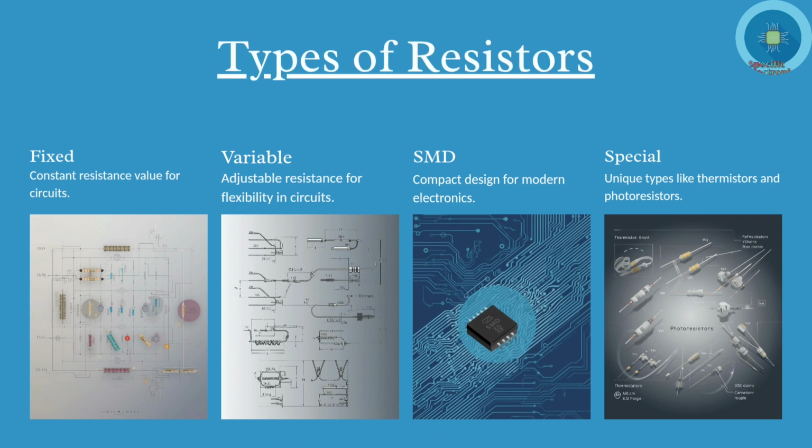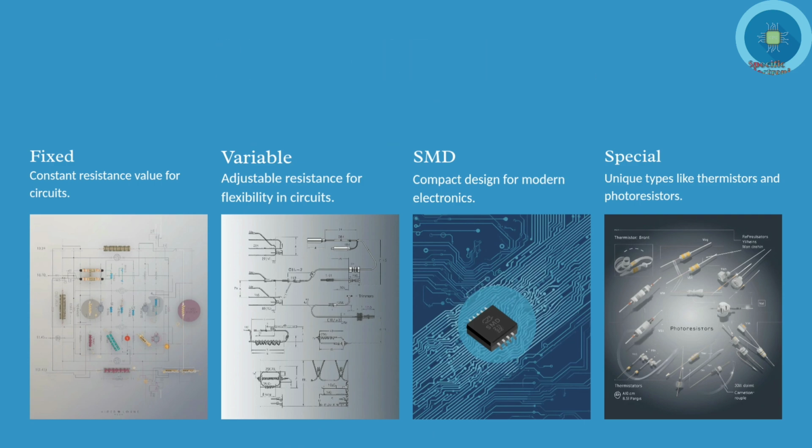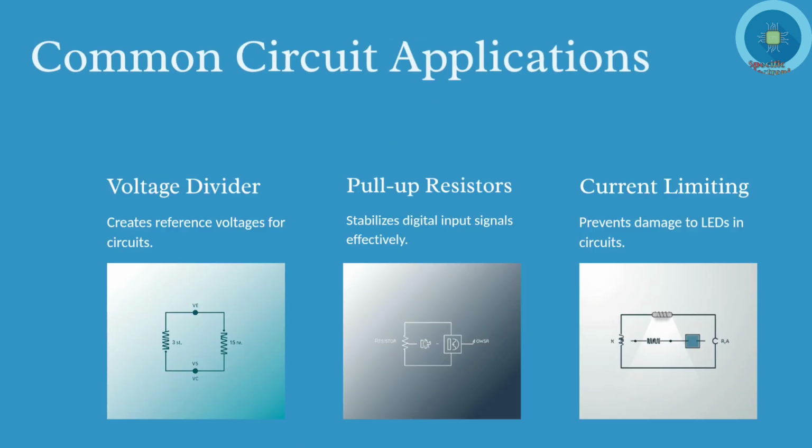Fixed resistors have a constant resistance value. Variable resistors such as a potentiometer allow you to change the resistance manually. Surface mount resistors are commonly used in modern PCB designs. There are also special resistors like thermistors and photoresistors that change resistance with temperature or light.